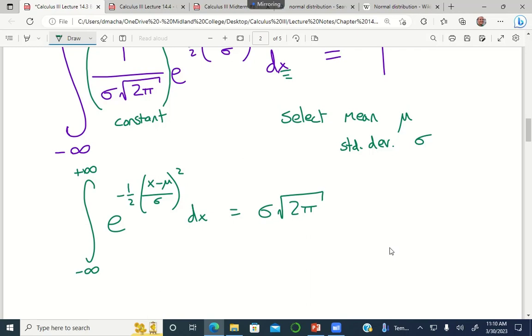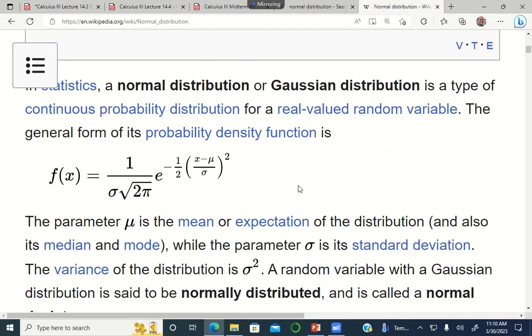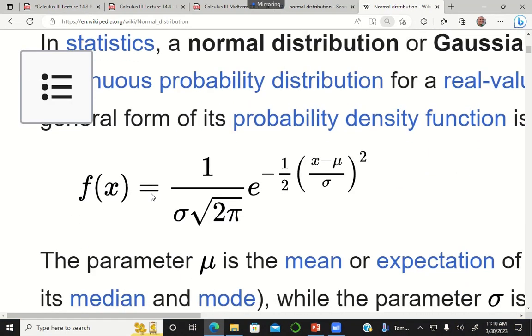So here's what I'm trying to get at. Somebody at some point had to discover this formula. And whenever they were discovering the formula, you can ignore the constant for a second and just look at the e to the negative something squared. The e to the negative something squared, that's what gives you the shape of the normal distribution, right?